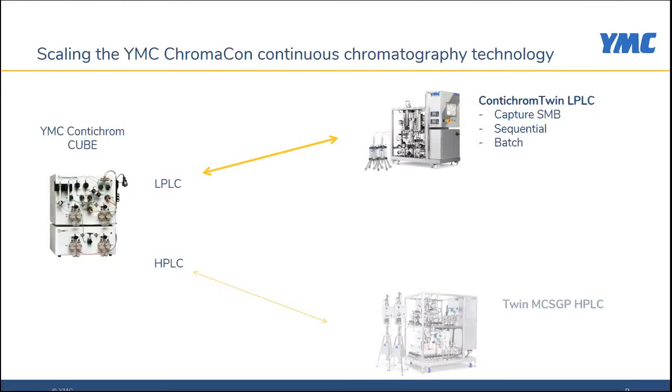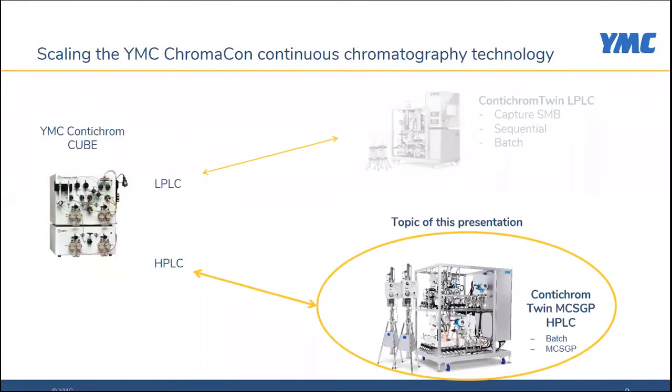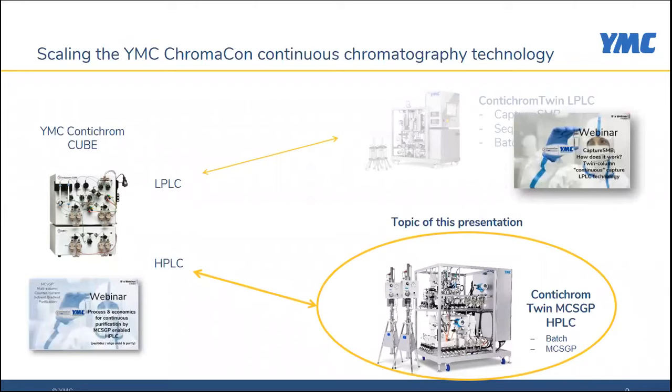Today's presentation will focus on the MCSGP process, and we will introduce to you the GMP scale skids we have developed now at YMC Process Technology. These skids are HPLC skids, and they can also operate traditional batch operation as needed. Again, there are a number of webinars posted where you can get more details about the cube and the capture SMB.